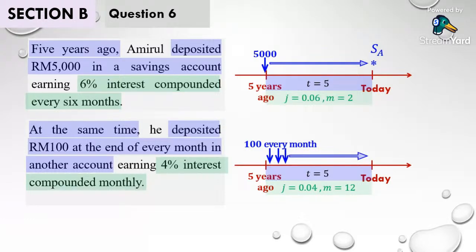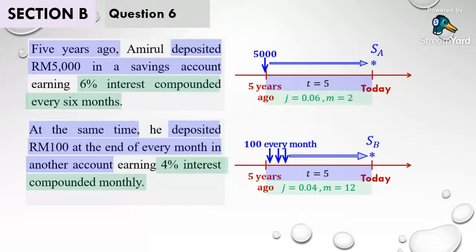4% interest here is the nominal rate J. Compounded monthly, that means 1 year compounded 12 times. So this is the info that I have interpreted. Then next, follow by that, you find out that at the end of the time today, for this account, it will accumulate some amount of money, which is SB. I just call it SB.